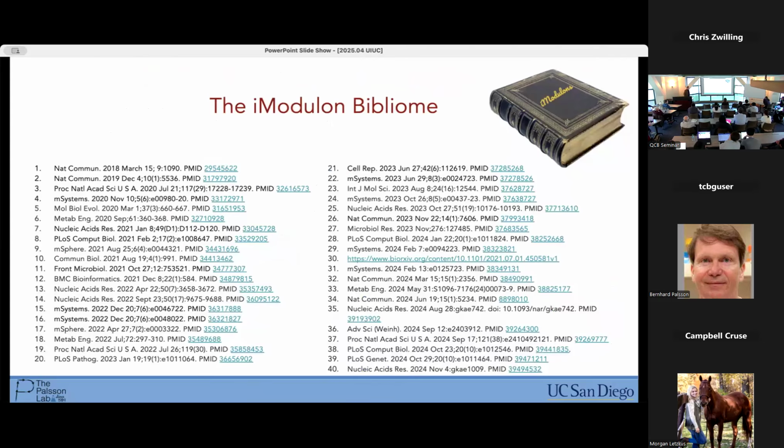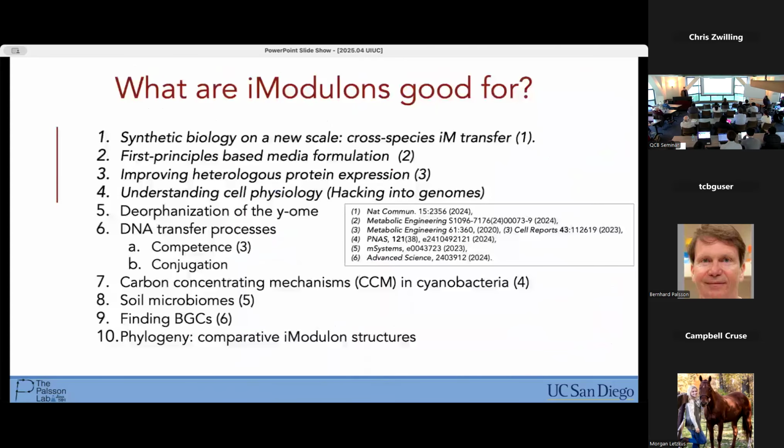Since this paper in 2019, 40 papers have been generated on the different species, methods, and detailed studies that have been done using iModulons. We actually drafted the book of iModulons out of our class notes in the winter quarter. And if you want to see a copy, I'll be happy to send you the link in the public domain.